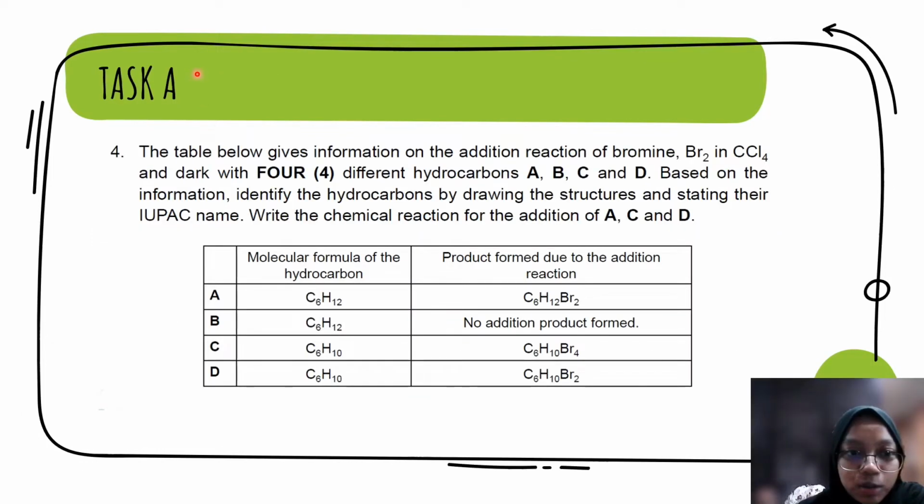Okay, let's proceed with question number 4. The information given here is on the addition reaction of bromine in CCl4 and in the dark reaction with 4 different hydrocarbons A, B, C, and D. Based on this information, we need to answer 3 questions. The first one is identify the hydrocarbon by drawing the structure. The second one is stating the IUPAC name, and the last one is write the chemical reaction for addition of A, C, and D.